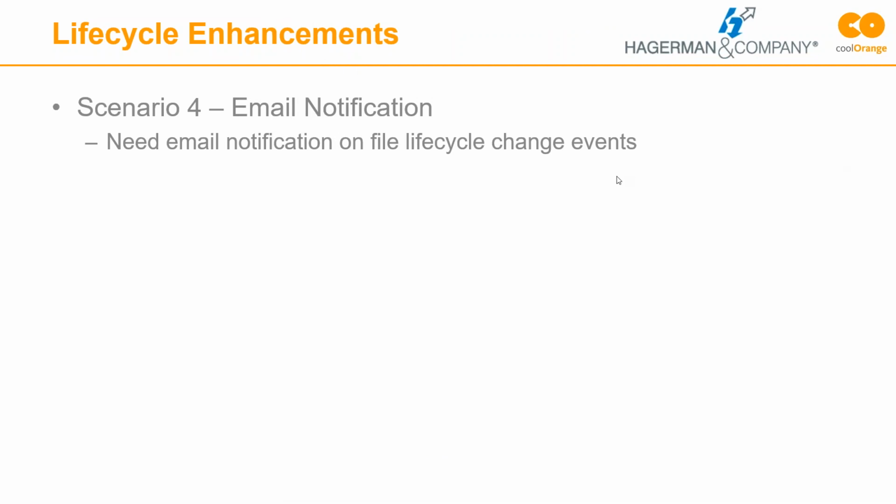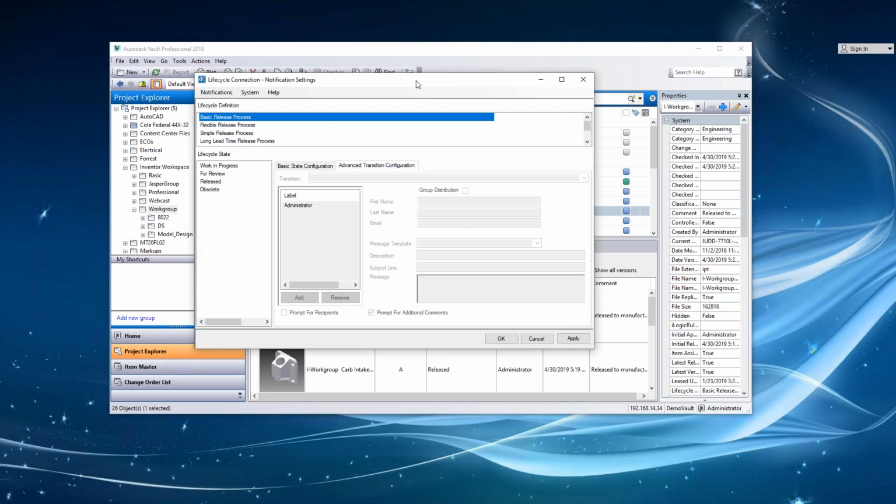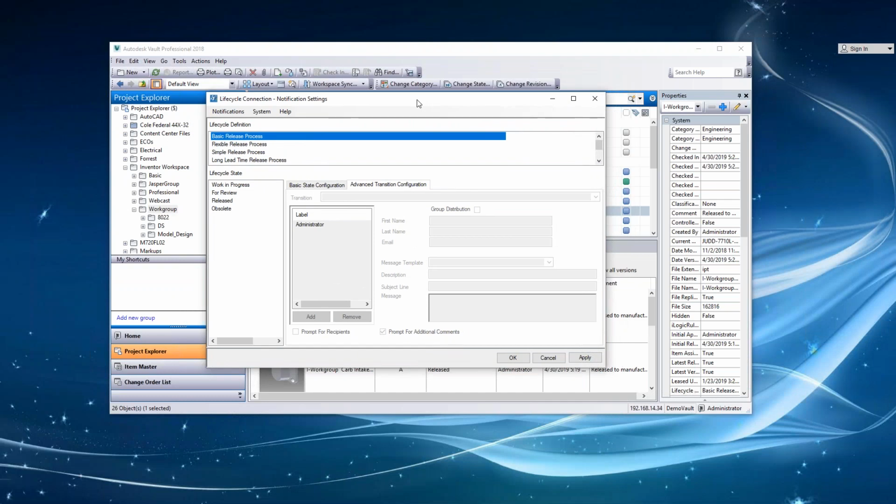So that's where the Hagerman's Lifecycle Connection would come in, right? It uses the same basic idea as powerEvents, the idea that lifecycle events are firing. But what we've done with Lifecycle Connection is we've provided a user interface. So it's very targeted, right? Lifecycle Connection is only for sending emails and only on file lifecycle state changes. So it doesn't interact with items or change orders or anything like that, whereas powerEvents can interact with all of that.